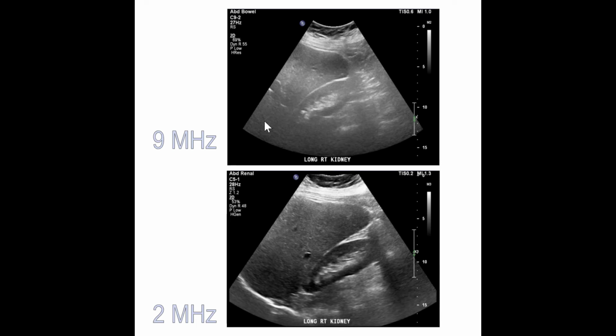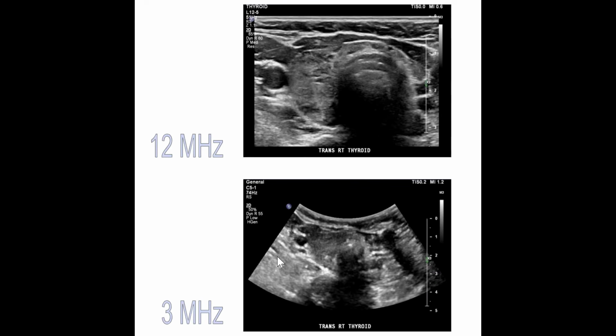We are just not getting meaningful echoes past this point, and that's because that 9 megahertz has become weak enough from interacting with tissue that we're just not getting strong enough echoes returning from this area. Compare that to our 2 megahertz transducer, which just powers through it all and sends reflections back from very deep into the body.